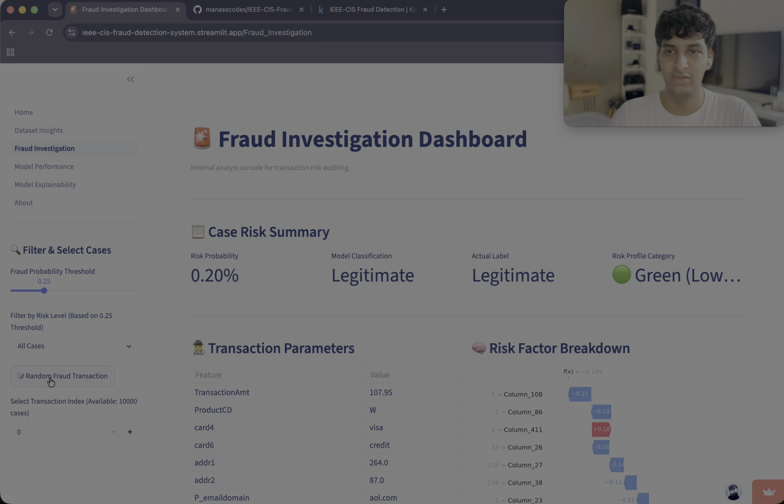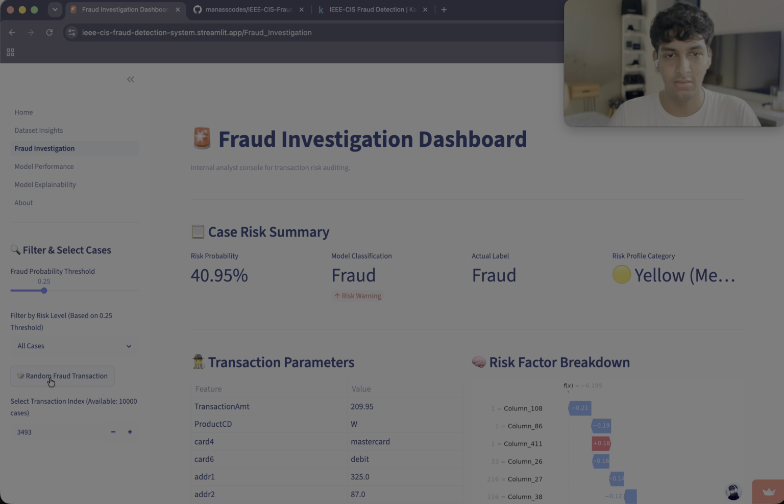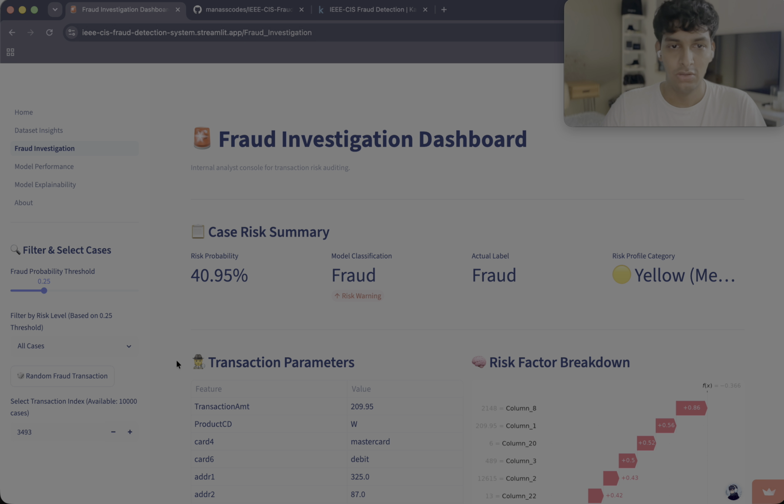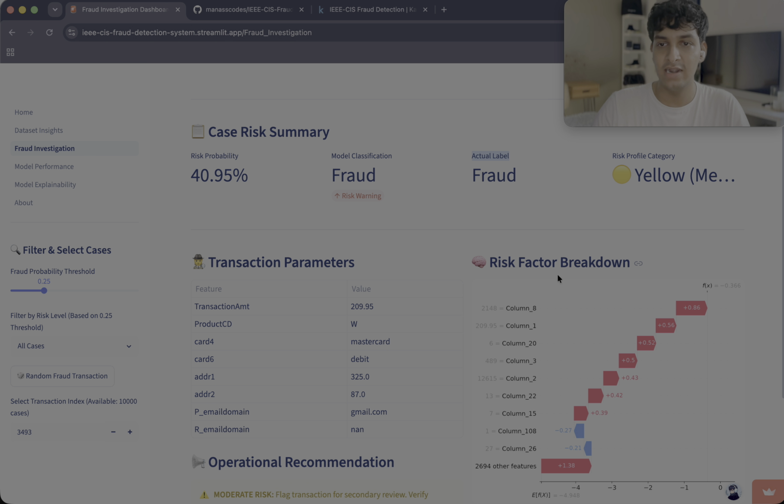We'll click on the random transaction button. You can see it has returned transaction ID 3,493. This transaction has been predicted as fraud, with a 40% probability of fraud, which gives us a warning because it is slightly high. The actual label of the dataset is also fraud. Now, why did it predict like that?